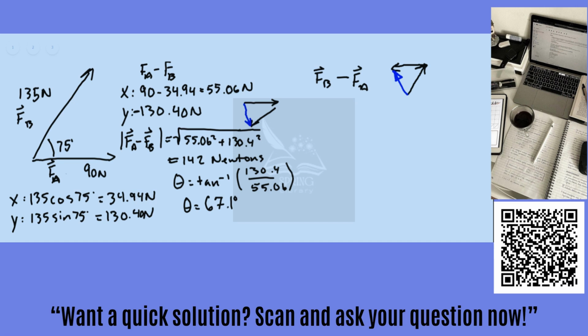All right, so we already have the values we actually need for this, so this will be a little bit faster, I hope. The x components, we've got a plus 34.94 newtons from vector b, minus 90 newtons from vector a. That is going to give us negative 55.06 newtons. The y component is going to be positive this time because f sub b is in the plus direction now.